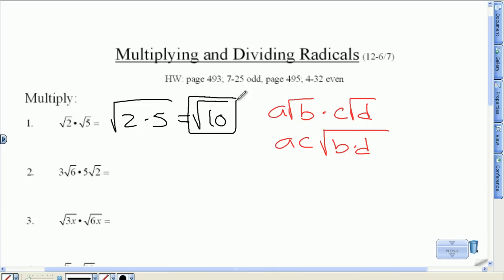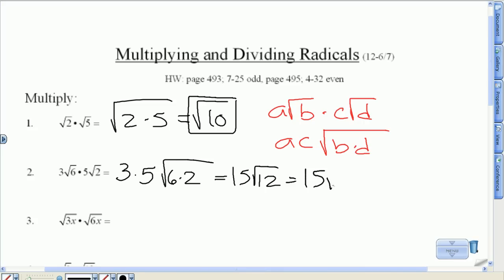For problem 2, multiply coefficients. The product of your coefficients will remain a coefficient. Multiply your radicands. The product of the radicands will remain a radicand. So you get 15 radical 12 here. Now, if it is possible to reduce the radical, you should. We can do that here. 12 is 4 times 3. This gives me 15 times 2 radical 3, which is 30 radical 3.